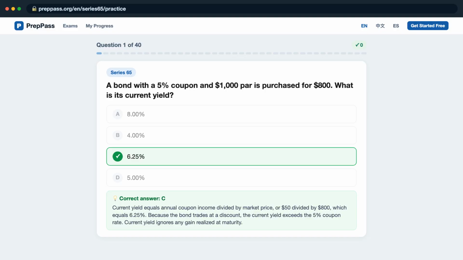Current yield equals annual coupon income divided by market price, or $50 divided by $800, which equals 6.25%. Because the bond trades at a discount, the current yield exceeds the 5% coupon rate. Current yield ignores any gain realized at maturity.